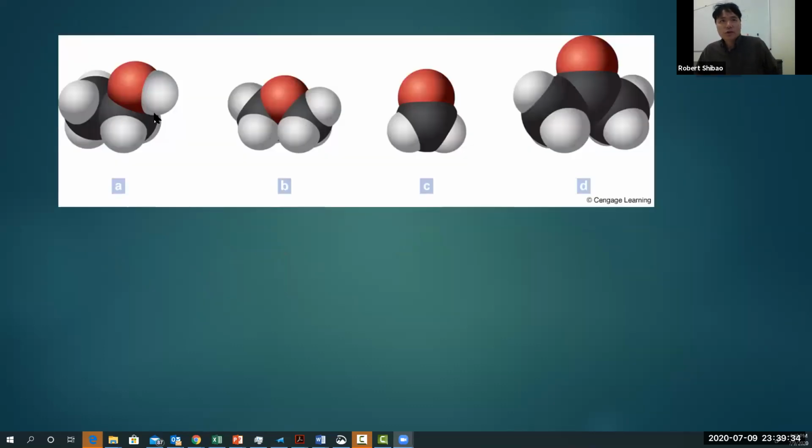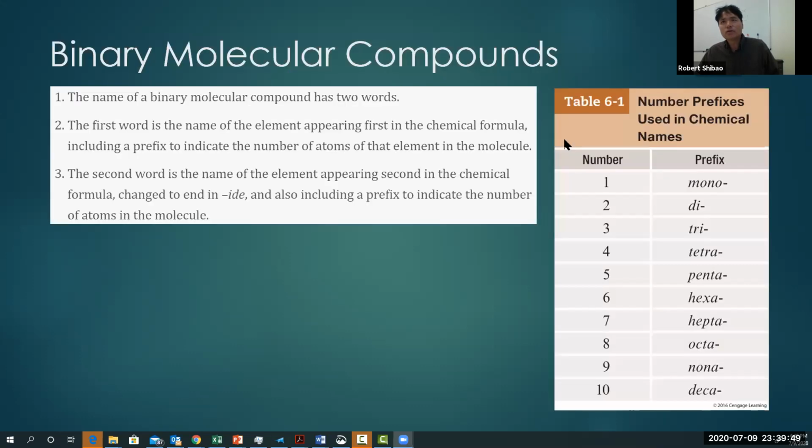Now, these are tricky to name, but if we have something with only 3 different elements, like carbon, hydrogen, and oxygen, all these are carbon, hydrogen, oxygen containing compounds. But if we only had 2 elements, then that's what we call binary. Binary refers to 2 elements. And if we only have 2 elements, then the naming is a lot easier. We can name these a lot easier.